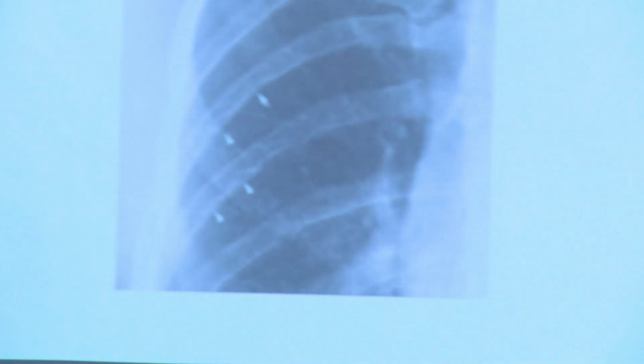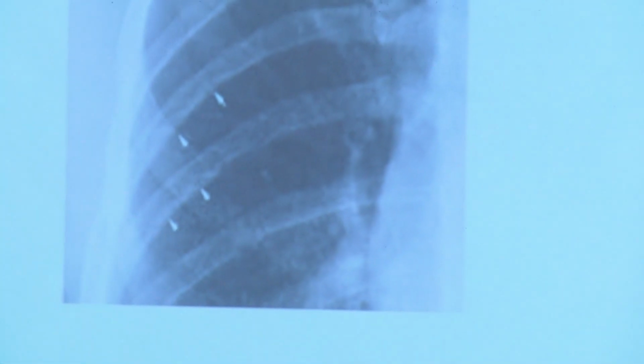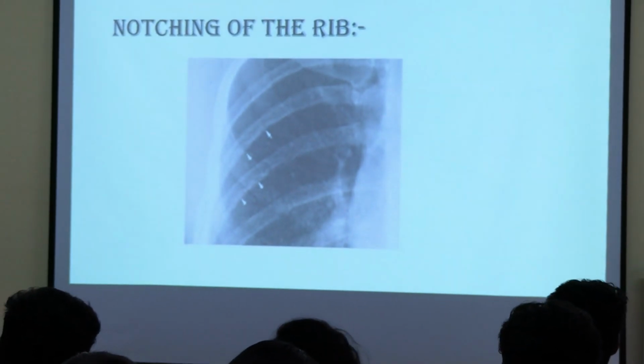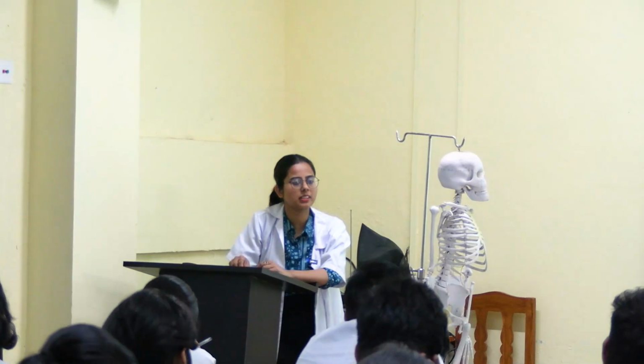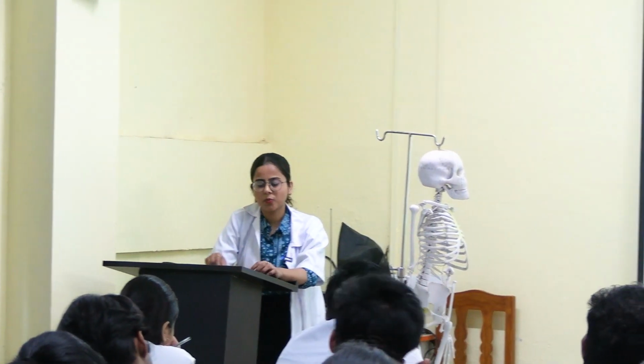Now notching of rib. Notching of rib is basically a radiological finding. We can see it only in X-rays. What happens whenever our brachial artery or axillary artery gets blocked, or coarctation of aorta? Do you know coarctation of aorta? Basically, the aorta is constricted. What happens? The posterior intercostal arteries get dilated and tortuous. That is why we see this notching of rib.